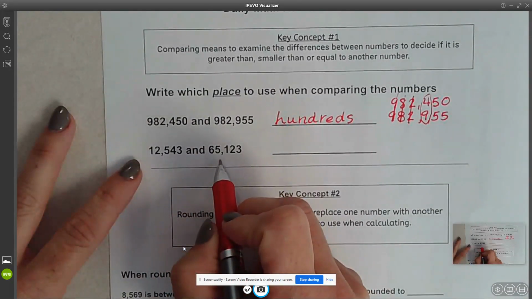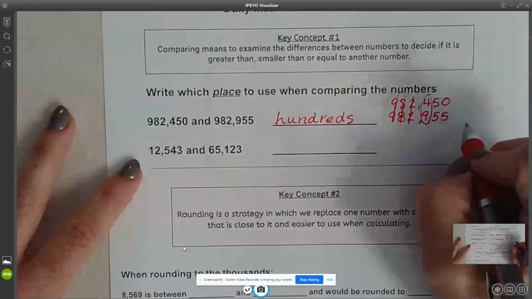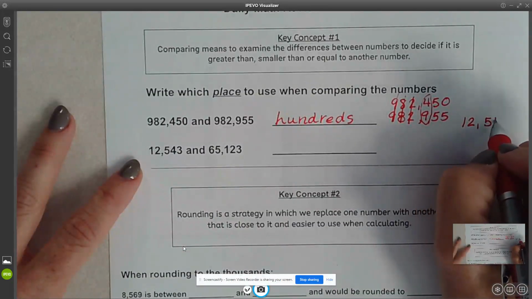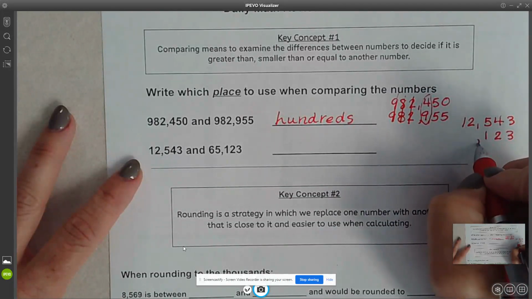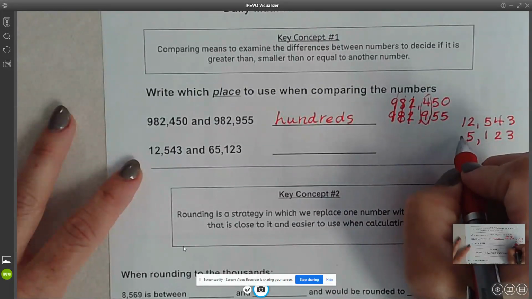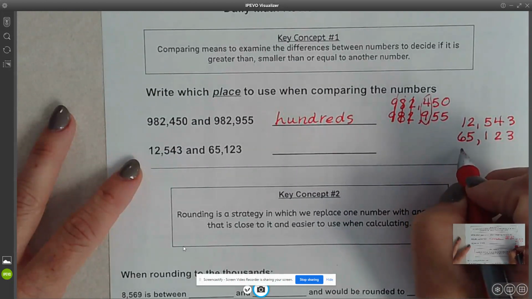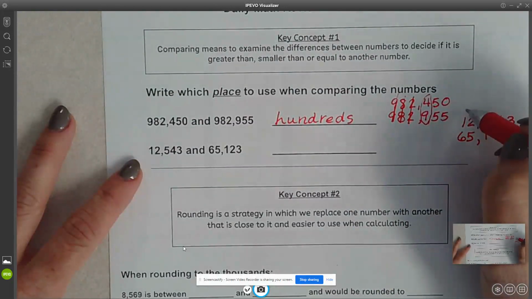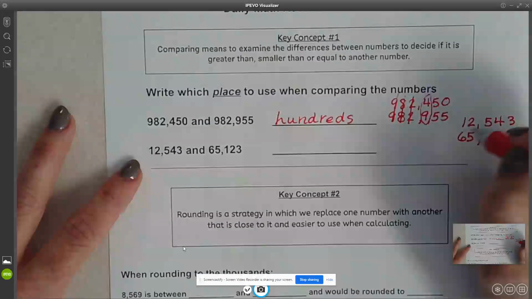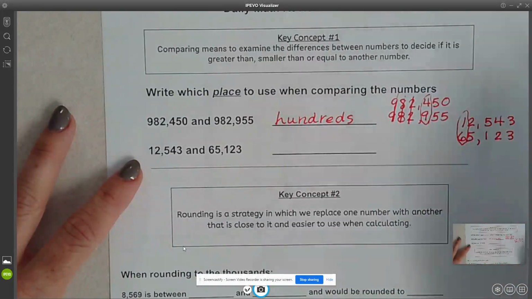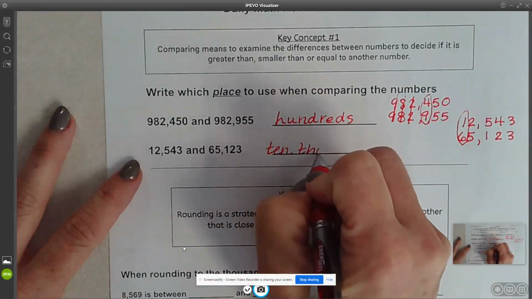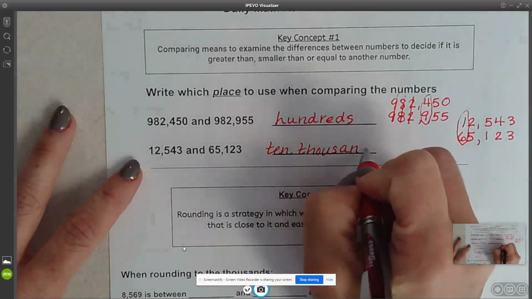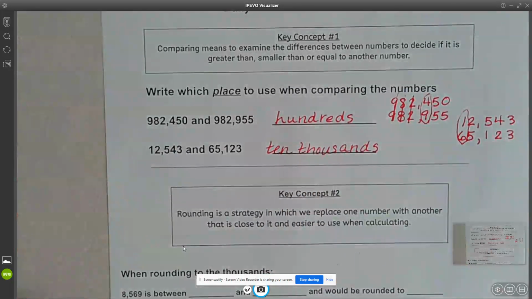12,543 and 65,123. So 12,543, I'm going to stack them. And I like to start from the ones place when I'm stacking the bottom numbers. All right. So now if I look, I start from my highest value, which is my 10,000s. And right away I can see they're different. So that means my 10,000s is going to tell me if my numbers are greater than, less than, or equal. So that's our first key concept.